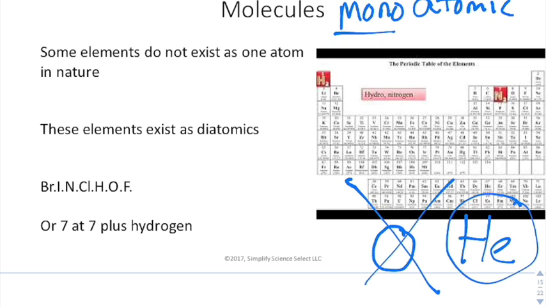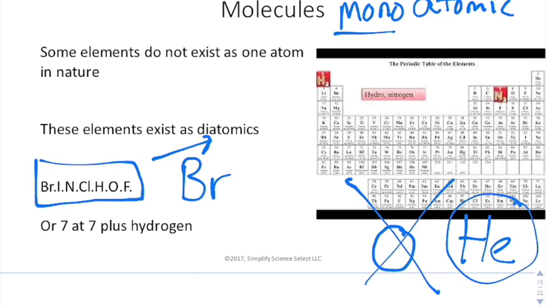The way that you can memorize that is Brinkelhoff. Brinkelhoff is something that we're going to reference throughout the year, and it represents the elements that exist as diatomics. So you would never see bromine floating around in the air by itself. Instead, you would see bromine gas, which is Br2. You would never see nitrogen by itself; you would see N2. You would never see oxygen by itself; you would see O2, and so on.